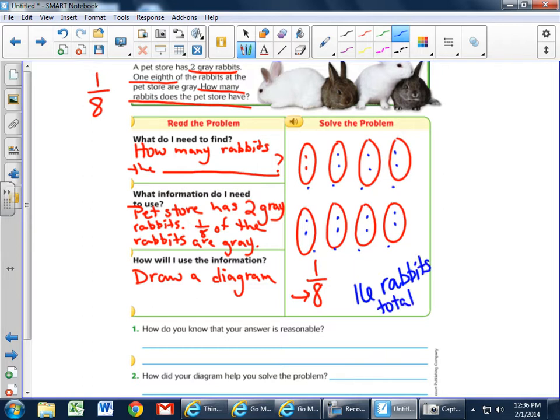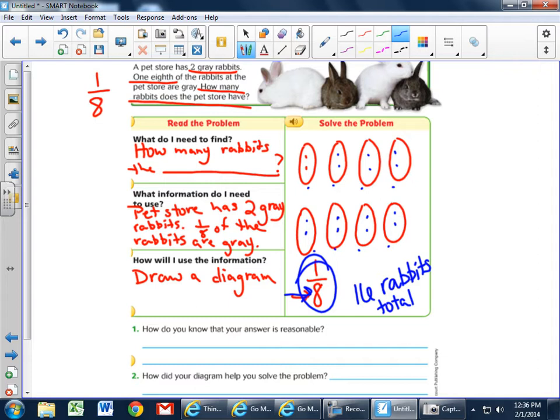How do you know that your answer is reasonable? Since the whole group is divided into 8 equal groups because of the 1/8 fraction, I divided it into 8 groups. And I knew that 1/8 of that was equal to 2. I know that each one of those 8 groups is going to have 2 in it. So then your answer is reasonable, because if I multiply 8 times 2, there are 16 in all. So that makes sense for your answer.